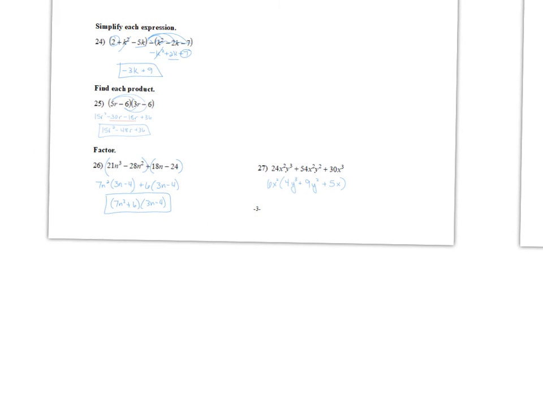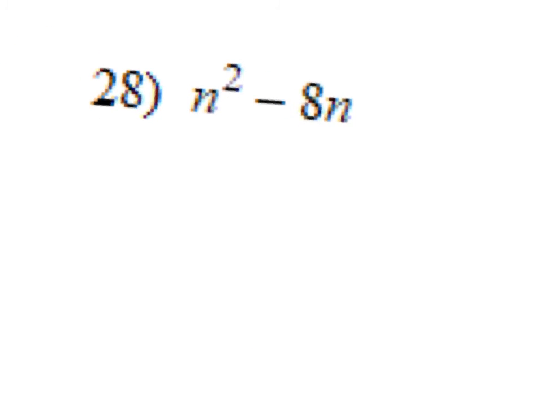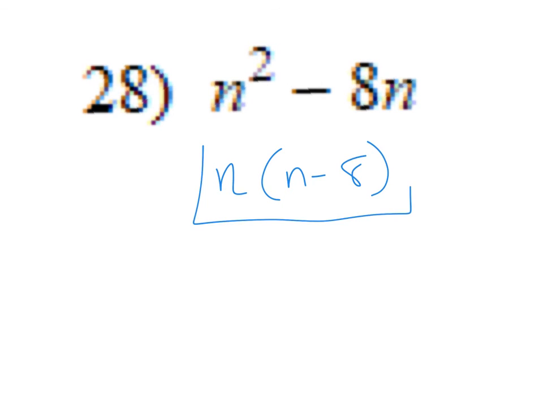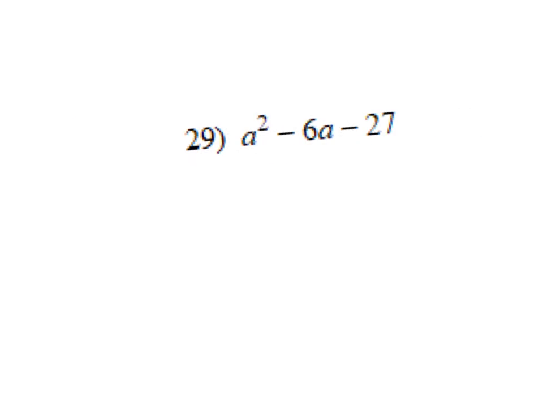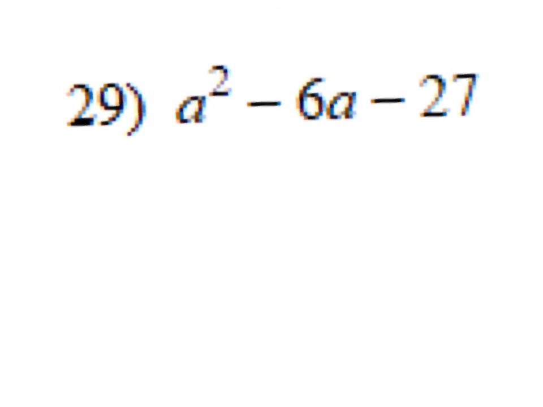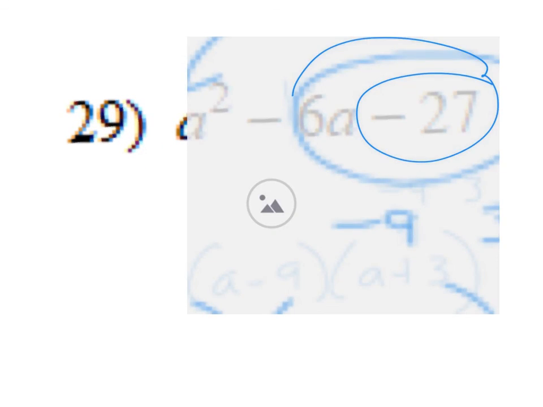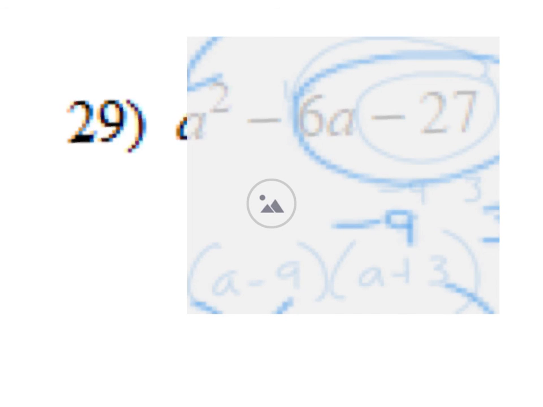All right, last page, number 28 here. On this one, again, we're just going to pull a GCF out. So you can pull out an n and get n minus 8. And that's all you can do there on that one. Okay, on number 29 here, I'm looking for factors of negative 27 that get me negative 6. So that would be negative 9 and 3. So I'm going to get a minus 9 and a plus 3.